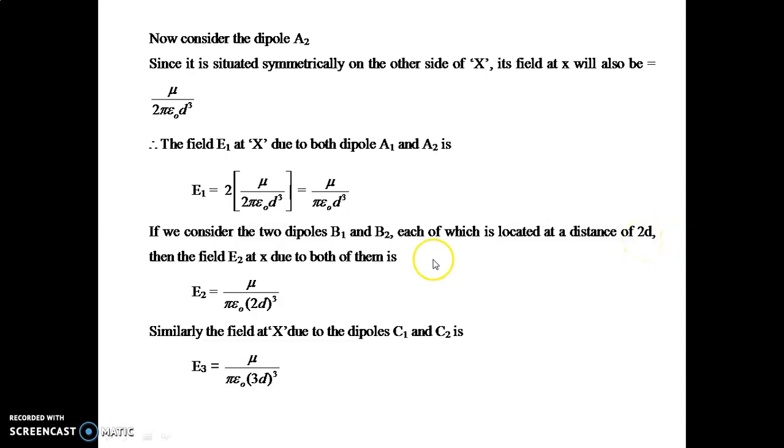Then the field E2 at x due to both of them must be equal to how much? E2 is equal to mu divided by pi epsilon naught into 2d whole cube, because in place of distance d you have to write the double distance, 2d. Similarly, the field at x due to the dipoles C1 and C2, which are at a distance 3d from x, is obtained by substituting 3d in place of d. So E3 is equal to mu divided by pi epsilon naught into 3d whole cube. Like that, you are calculating the field at x due to two dipoles each: A1, A2, B1, B2 and C1, C2.